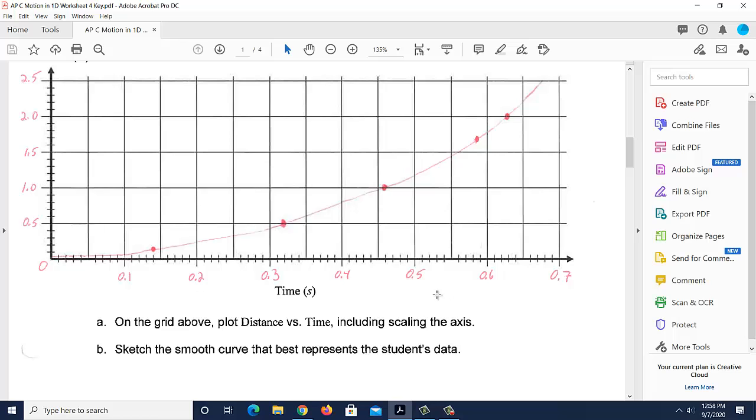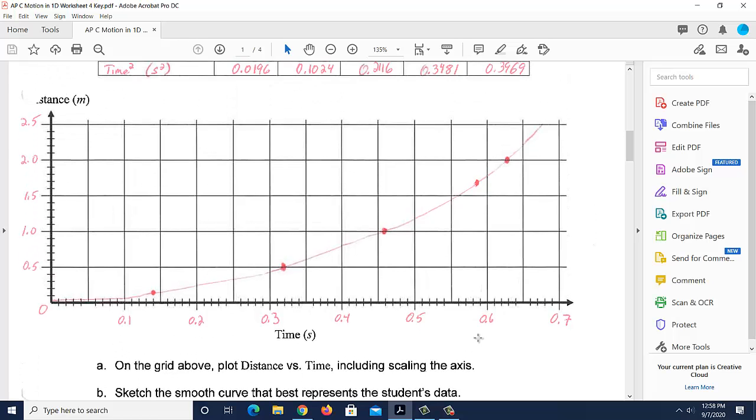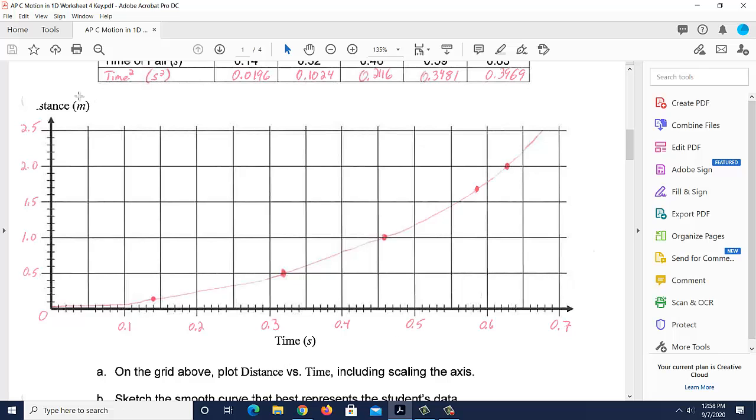Then they ask you to plot distance versus time, including scaling the axes. Now, in this case, they've been nice. They've labeled the axes, and units. But sometimes they might just give you the blank graph, and you have to label the axes.